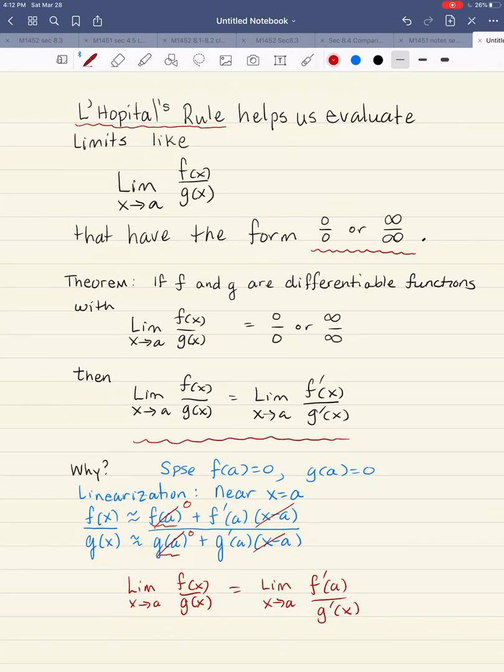Now, pay attention to what you're doing. I'm not telling you to take the derivative using the quotient rule. This is the derivative of the top divided by the derivative of the bottom. If you can remember that, L'Hopital's rule is nice and easy and helpful. This is not the quotient rule.